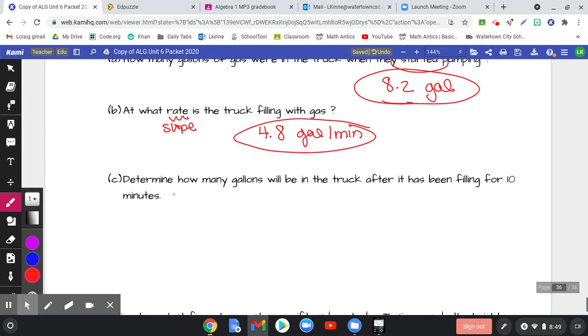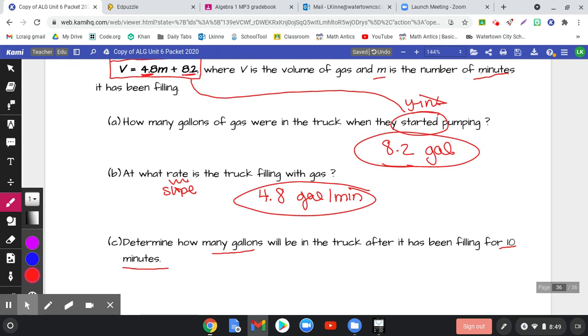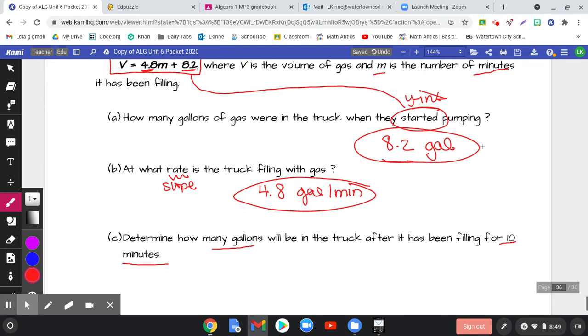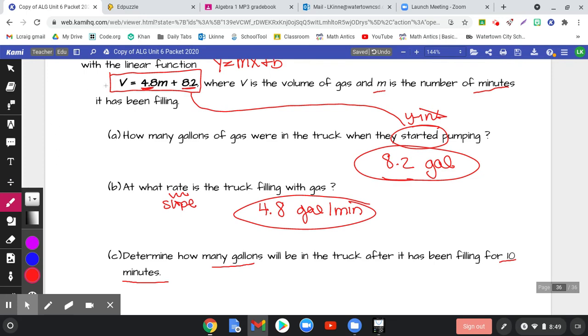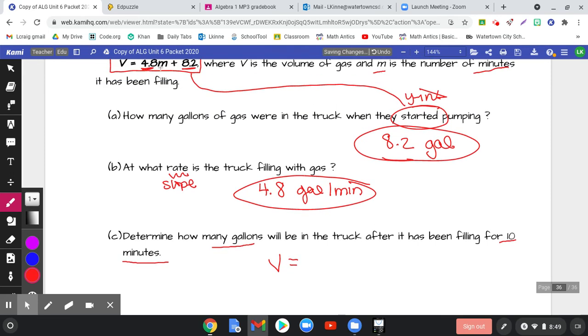All right. Determine how many gallons will be in the truck after it has been filling for 10 minutes. Okay, what variable is that? Well, m is the number of minutes. We see that right here. So I'm going to take my equation. V equals, instead of 4.8 times m, it's going to be 4.8 times 10 because that's the number of minutes, plus the amount that was in there initially.